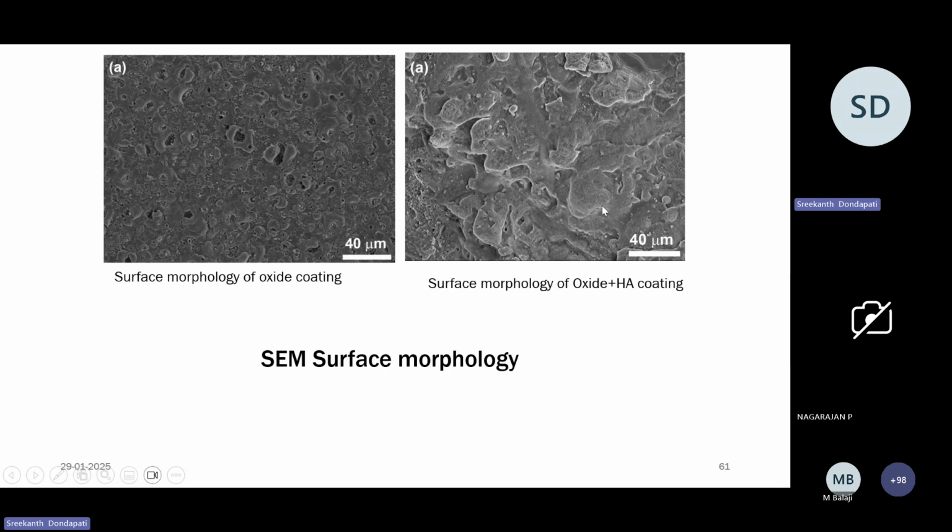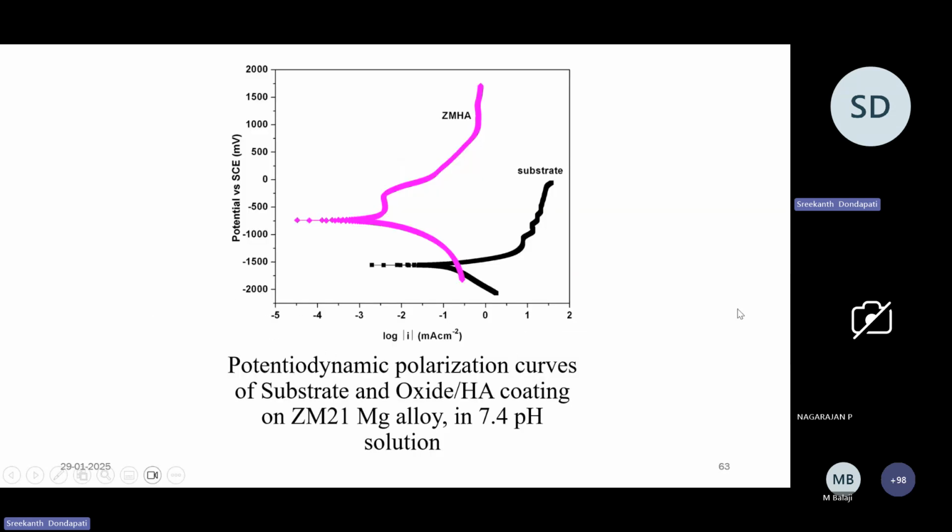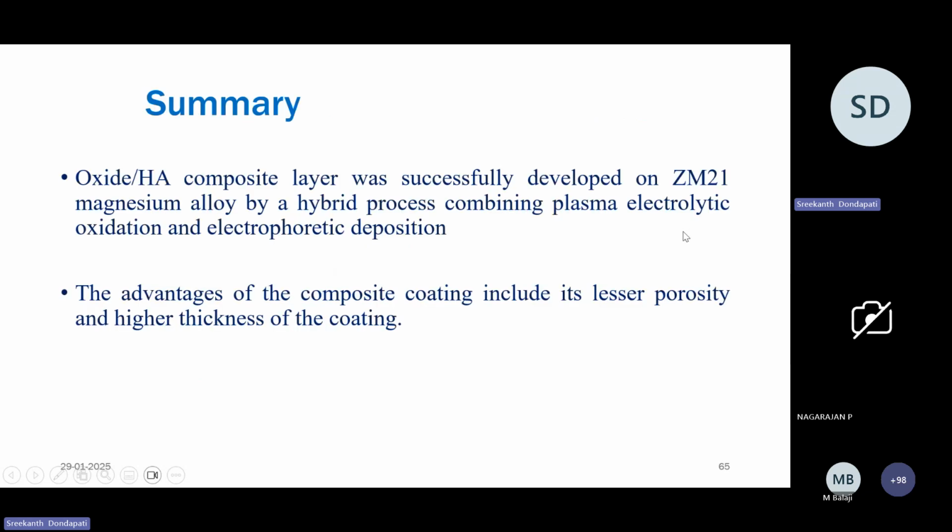So that means by adding hydroxyapatite, you can also seal the pores, and the coating thickness also increased. And of course, the corrosion resistance also increased, obviously because the pores are getting reduced. So this is what I have concluded from that study.